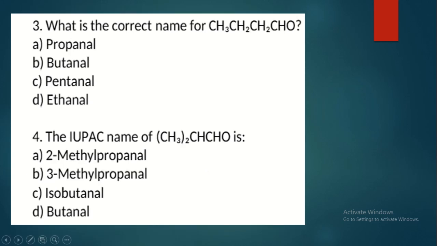Now question number 3. What is the correct name of CH3CH2CH2CHO? Again, this is your aldehyde group, right? Aldehyde group. 1, 2, 3, and 4. 4 carbons are there. 4 carbon means what? Butanal, right?